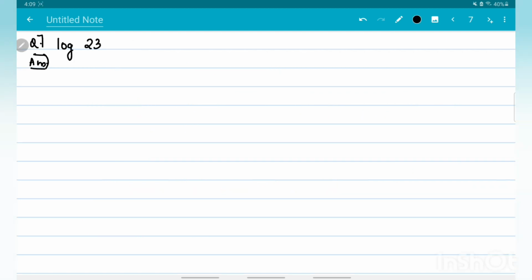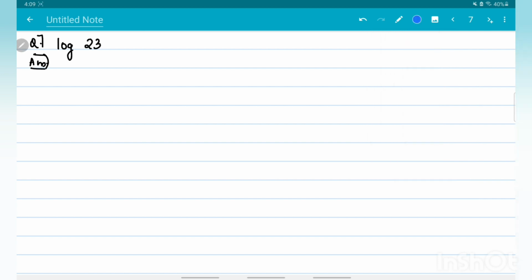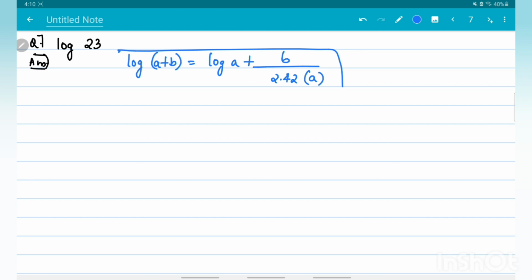So since we are done with our log, antilog and negative of antilog, I'll tell you how to find the log of numbers like 23, which you cannot find directly. So I'll tell you how to find it using a simple formula and without using a calculator. So first, let me tell you the formula. The formula for this is log (A plus B) is equal to log A plus B divided by 2.42 times A. So this is our formula.